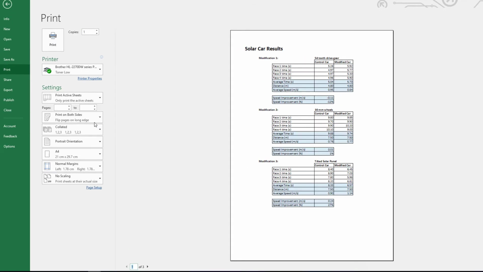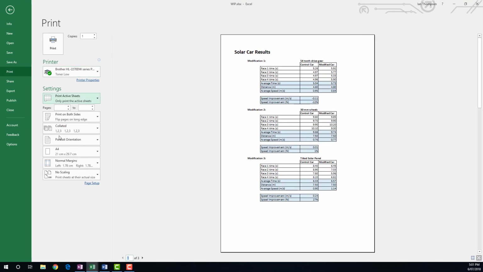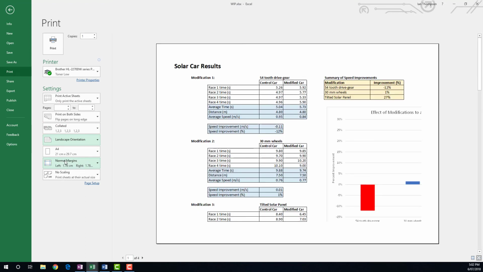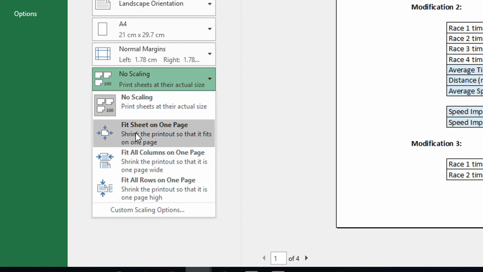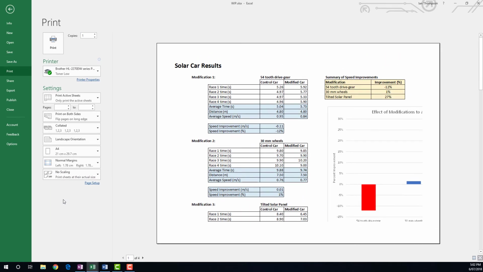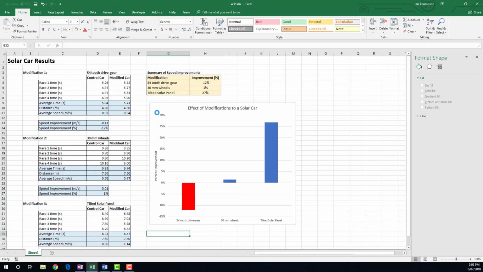Let's fix it. So the first thing I'm going to do over here, instead of having a portrait sheet, I'd rather have a landscape. So where it says orientation, I'm going to change that to landscape. Okay, there we go, landscape, so that's better. But I'm going to come down here on the bottom one. At the moment it says no scaling. Instead of no scaling, I'm going to put fit sheet on one page. And there we go. Now I've got all my information there. When I click print over here, it'll print all that onto one page.